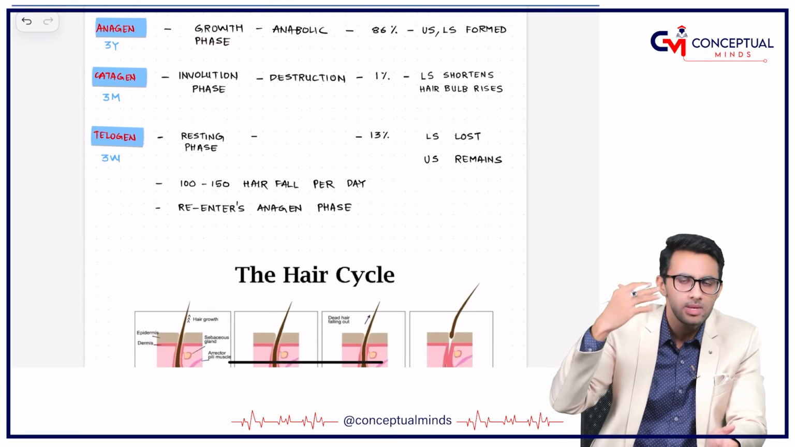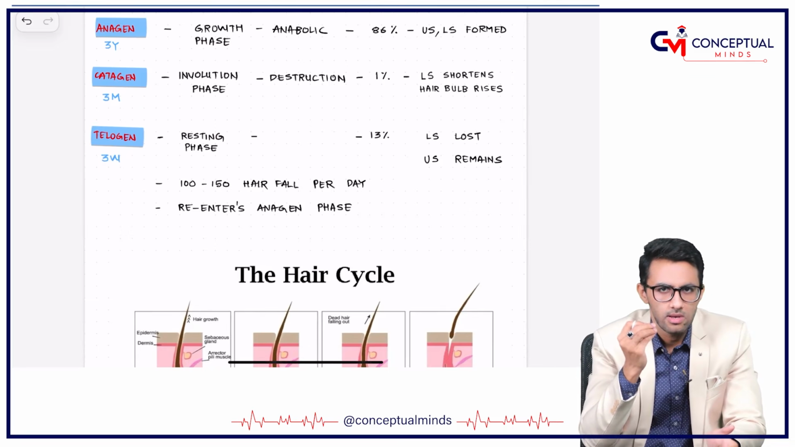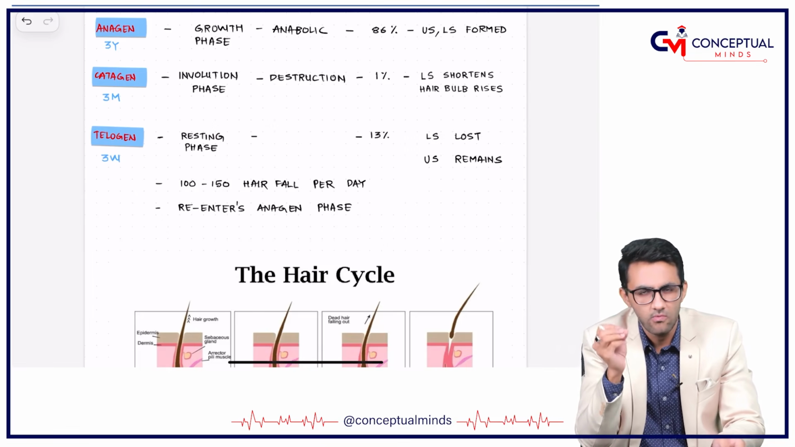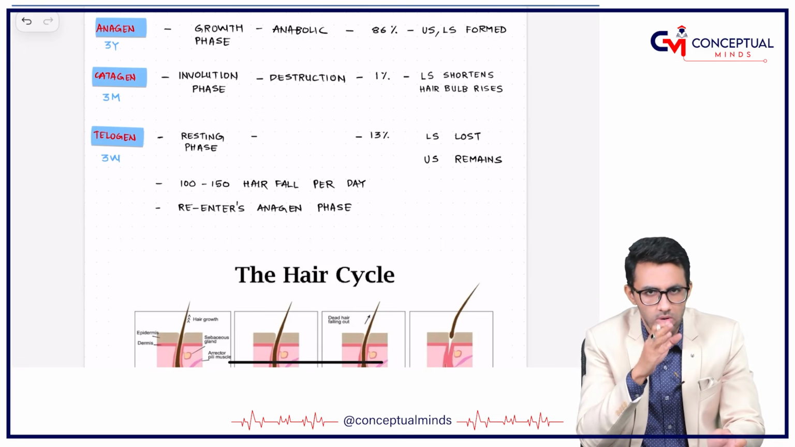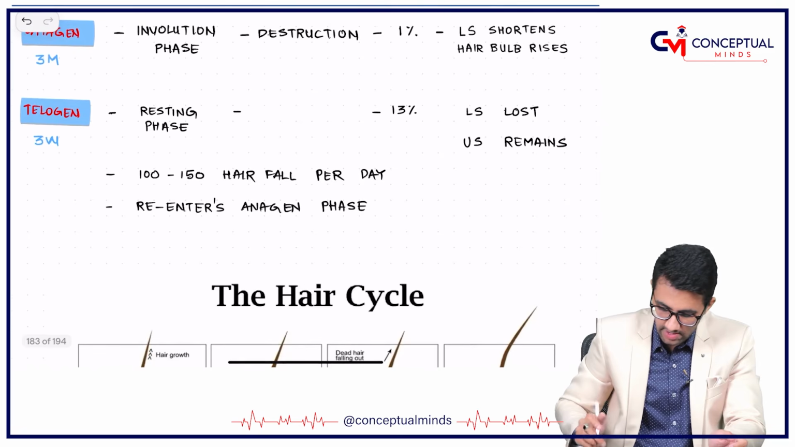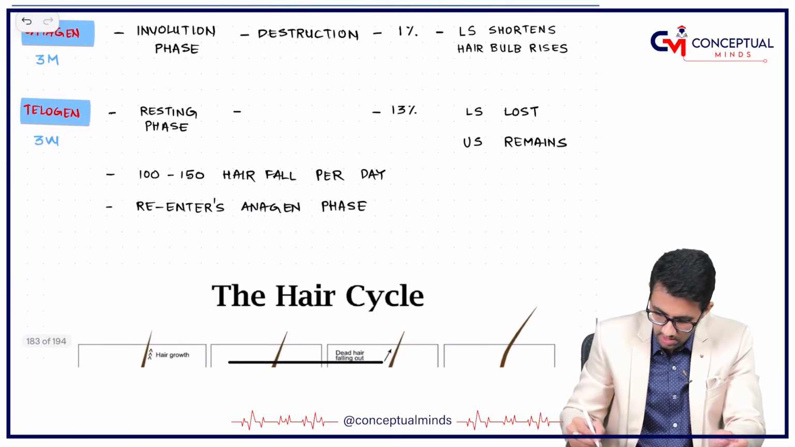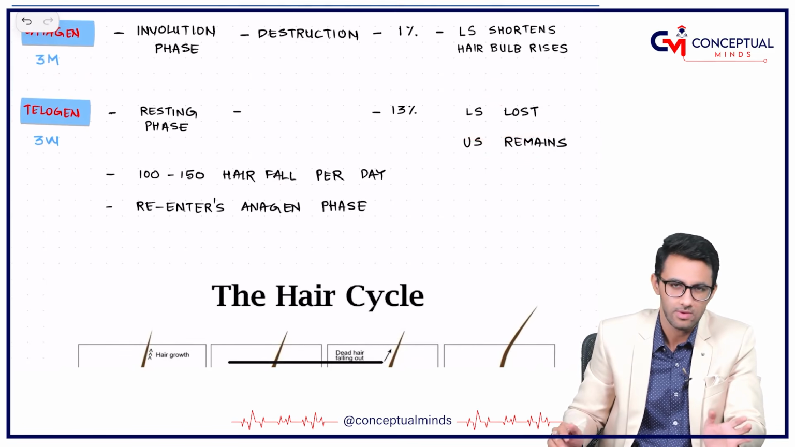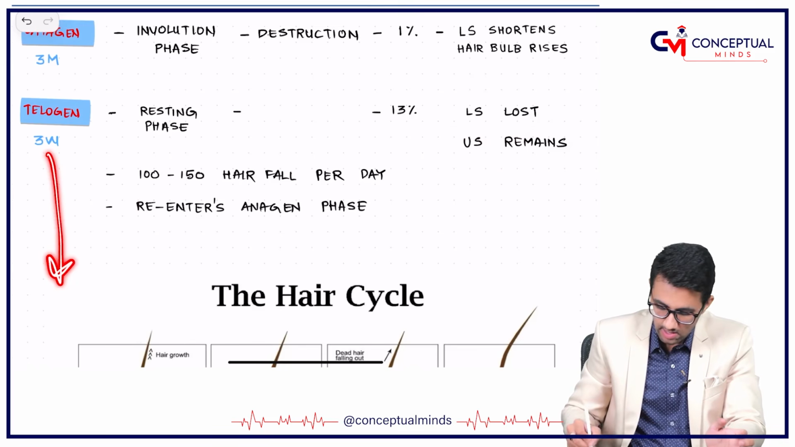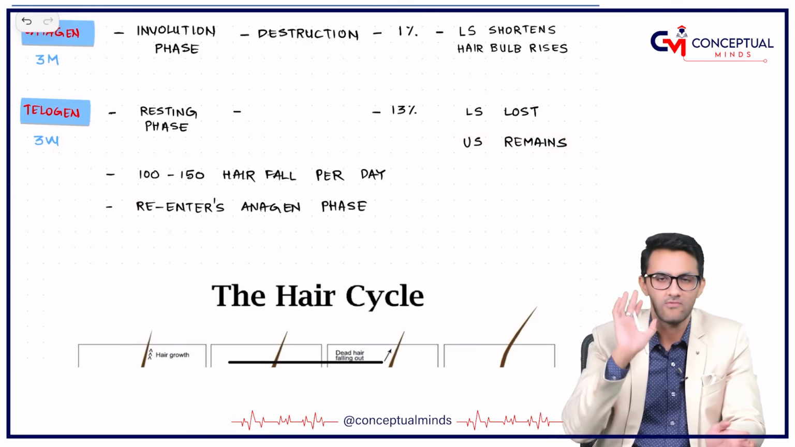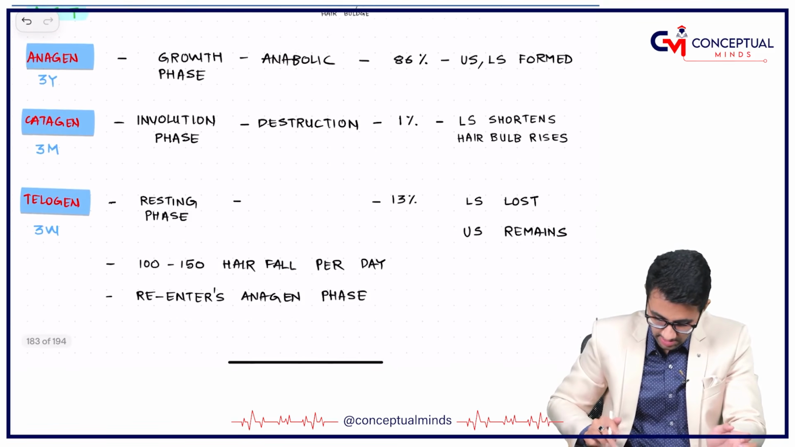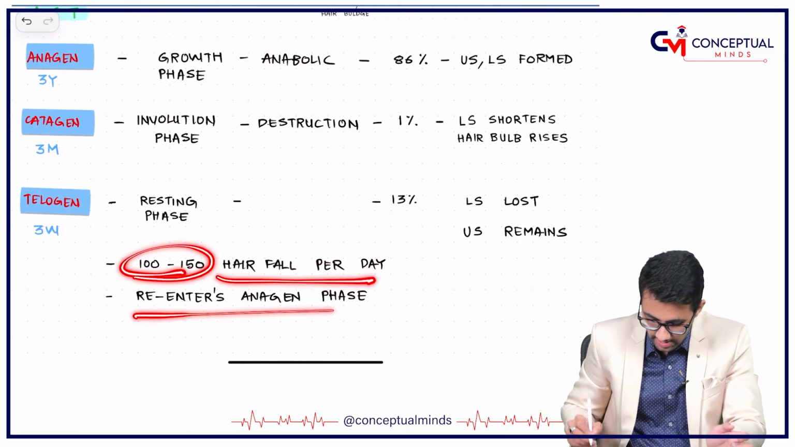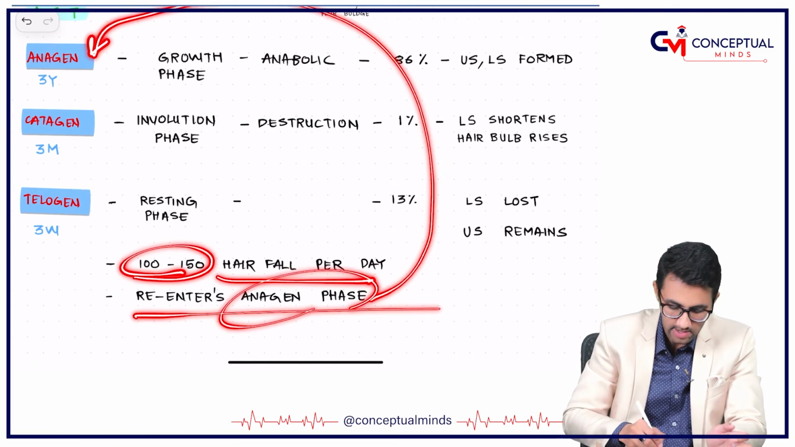We'll get a new hair. What is the normal range of daily hair fall? It is 100 to 150 hairs, they will shed daily. So what is happening in telogen phases? In telogen phases, the lower segment is lost and the upper segment remains. After this stage, even the upper segment is gone, and we have a new hair formation. So 100 to 150 hairs fall per day, and they re-enter into the anagen phase, right here, they would get back.